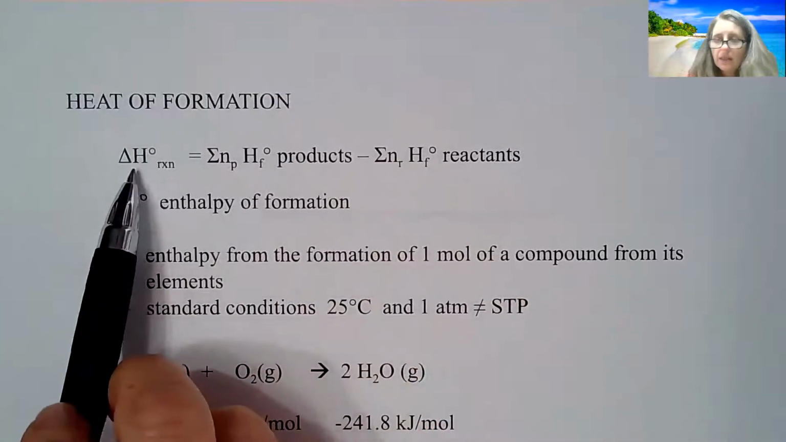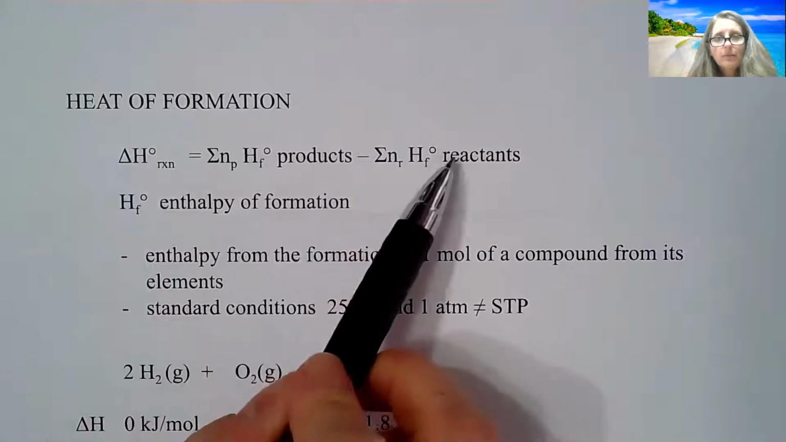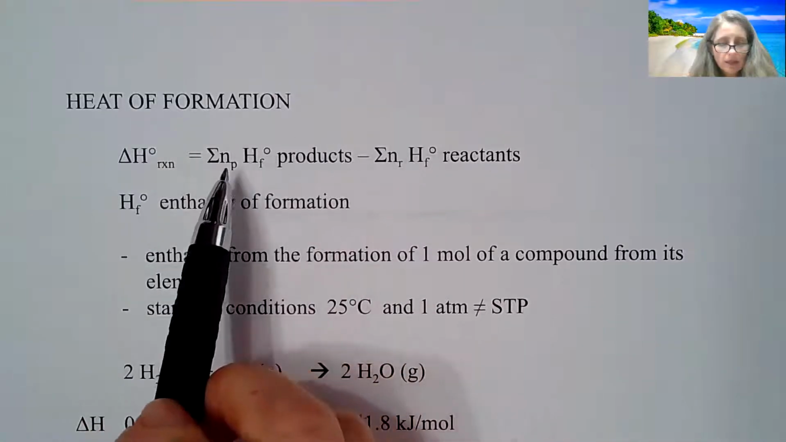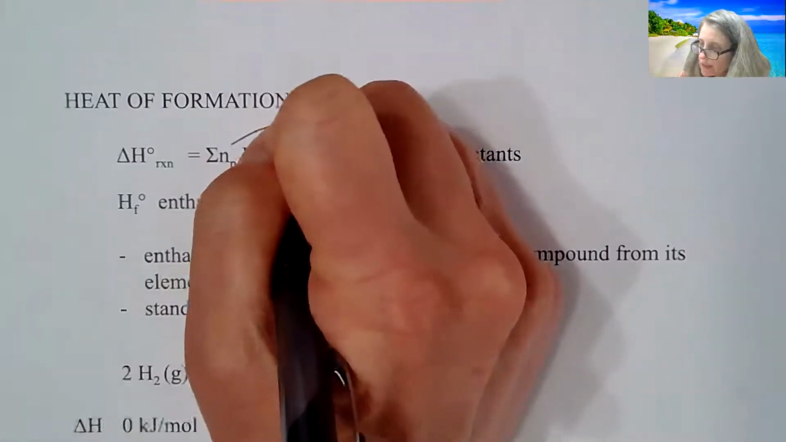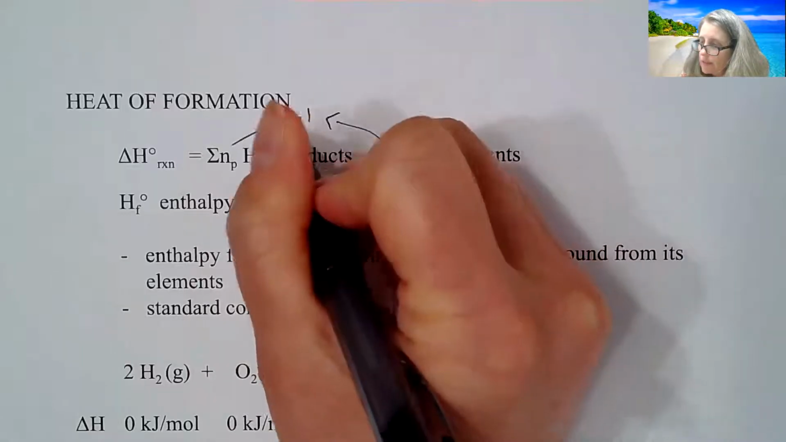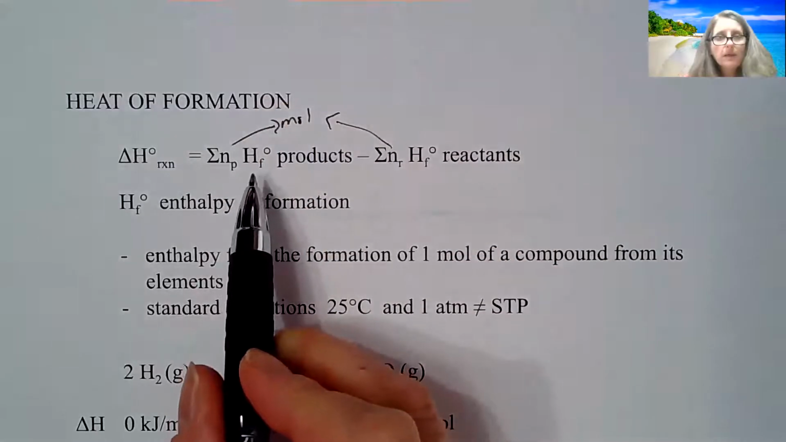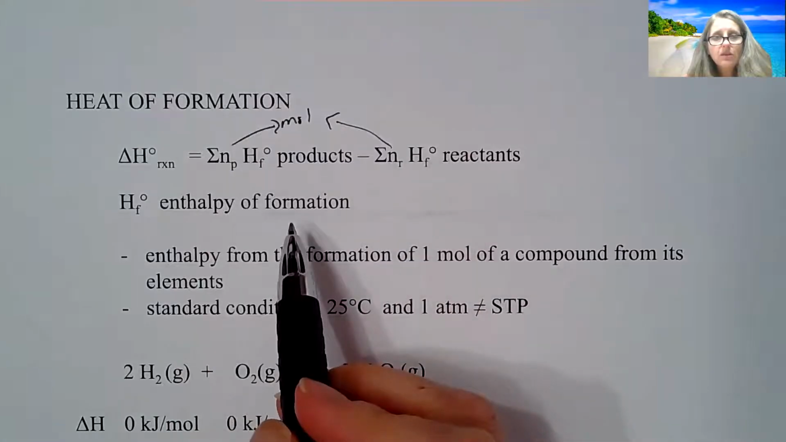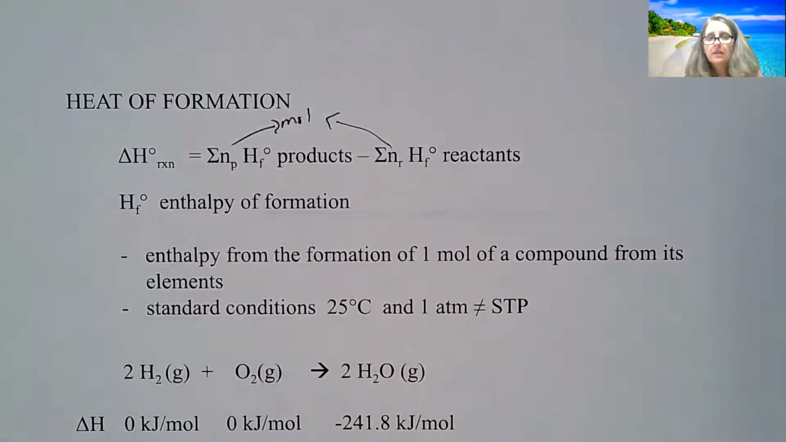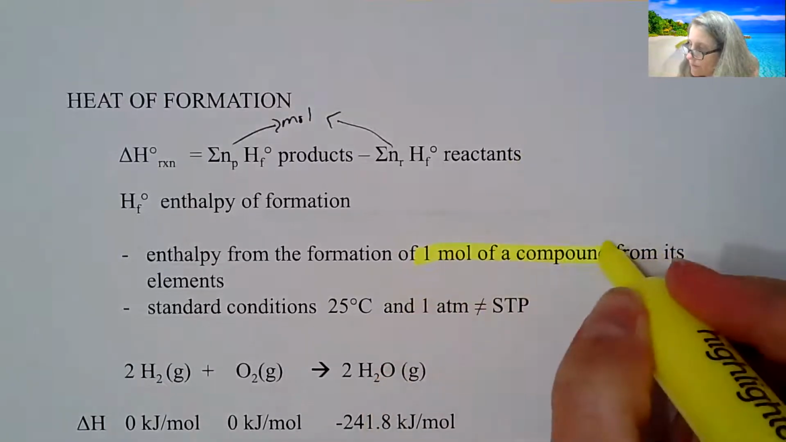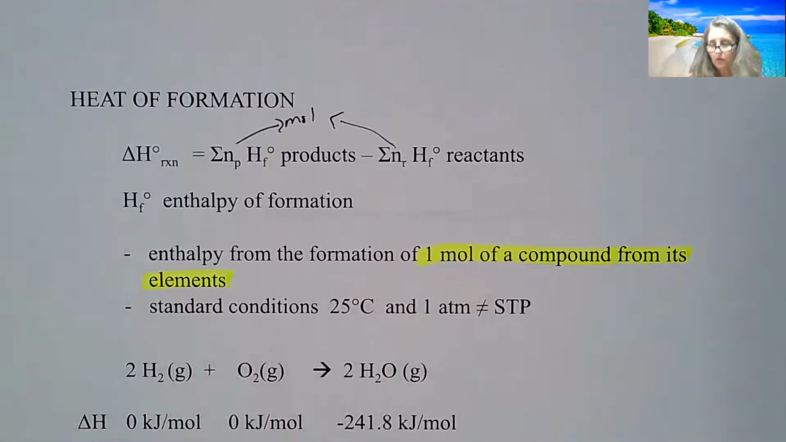So when we look at the overall reaction, we're always looking at products minus reactants. So what you have in this equation is the number of moles. So little n is number of moles. Okay. And then what is the heat of formation of the products versus the heat of formation of the reactants. So this is enthalpy of formation. So it is the formation of 1 mole of a compound from its elements. Okay, that is what the definition is.